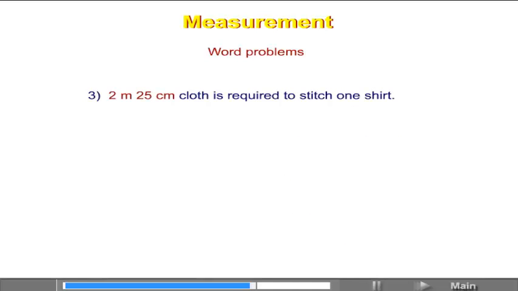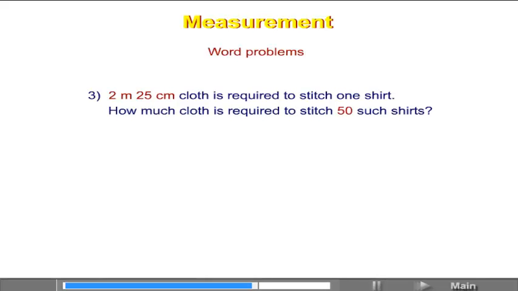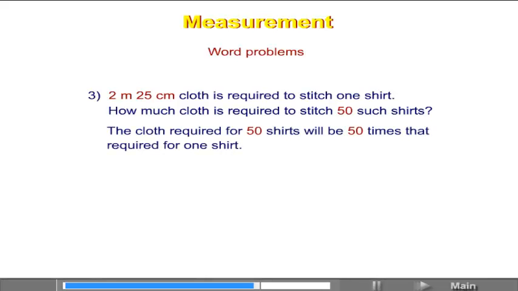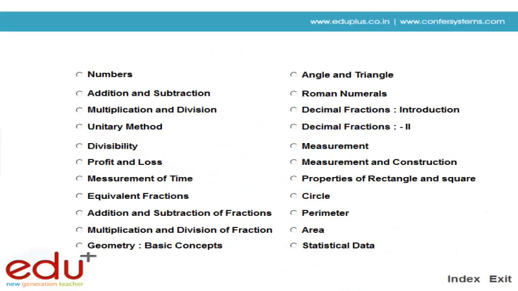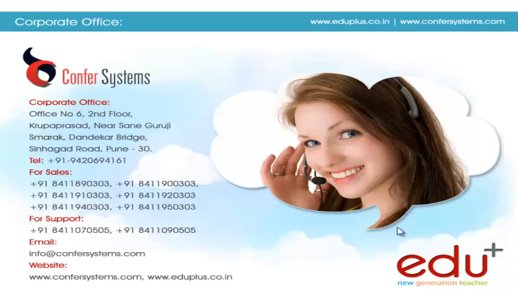2 meters 25 centimeters of cloth is required to stitch one shirt. How much cloth is required to stitch 50 such shirts? The cloth required for 50 shirts will be 50 times that required for one shirt. So we have to multiply 2 meters 25 centimeters by 50. 2 meters 25 centimeters is equal to 200 centimeters plus 25 centimeters, which is equal to 225 centimeters. Here, the measurement topic is finished.